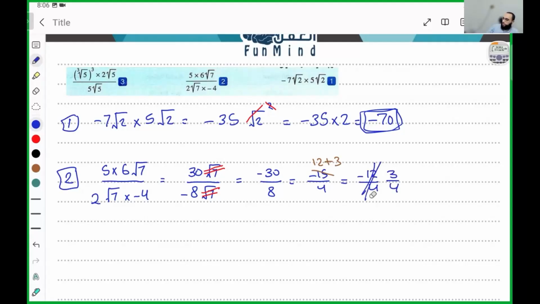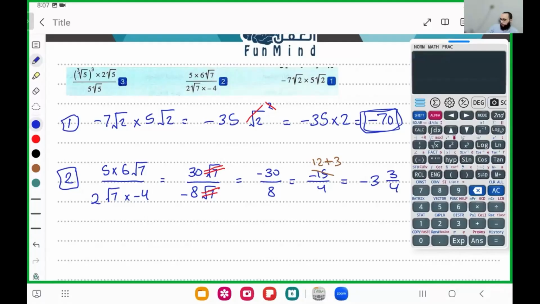12 over 4 equals 3. With the negative sign, then it's negative 3 and 3 over 4. Check the calculator. It's 5 times 6 root 7 down. It's 2 root 7 times negative 4. Actually, it's negative 15 over 4.